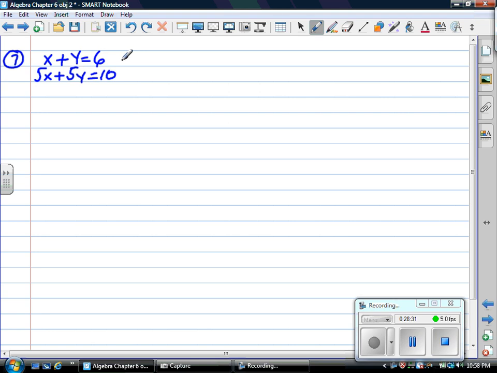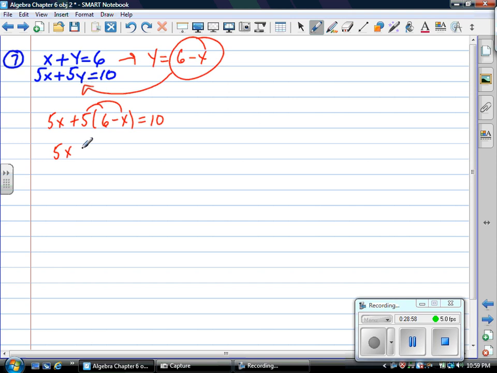Holy cow, Mr. P. This first equation, y equals, this would be 6 minus x. Let's replace. I'm going to replace y with 6 minus x. So this becomes 5x plus 5 parentheses 6 minus x. It's going to be equal to 10. Distributive property. 5x plus 5 times 6 is 30 minus 5x. That's going to be equal to 10.